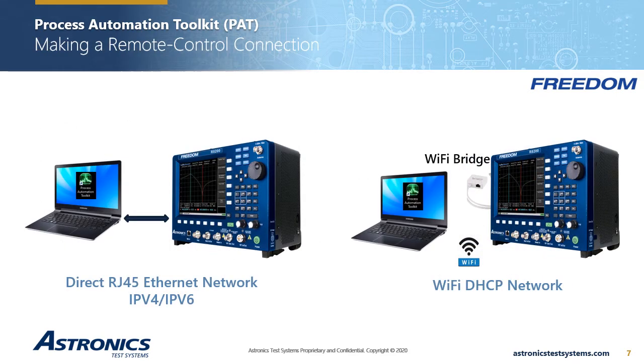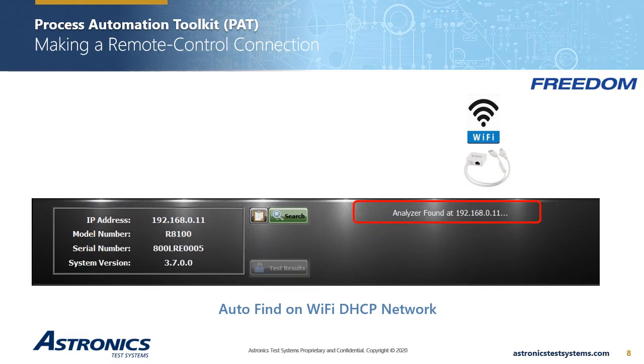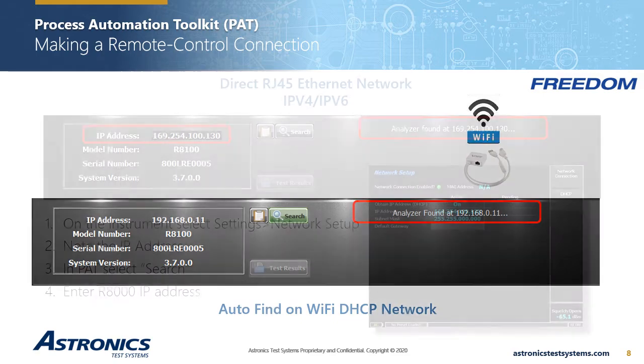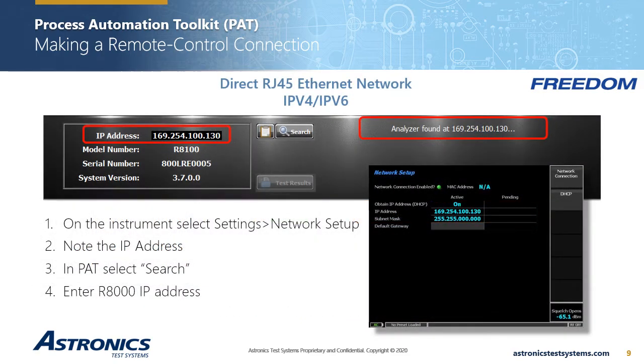Two connection methods are available to PAT, either a direct RJ45 Ethernet connection or a Wi-Fi DHCP network connection. When using the Wi-Fi connection, PAT automatically searches for R8000 presence on the DHCP network. If an instrument is found, it automatically connects. When using the RJ45 Ethernet connection, on the instrument select Settings, Network Setup, and note the IP address. In PAT, select Search and enter the R8000 IP address in the field provided.